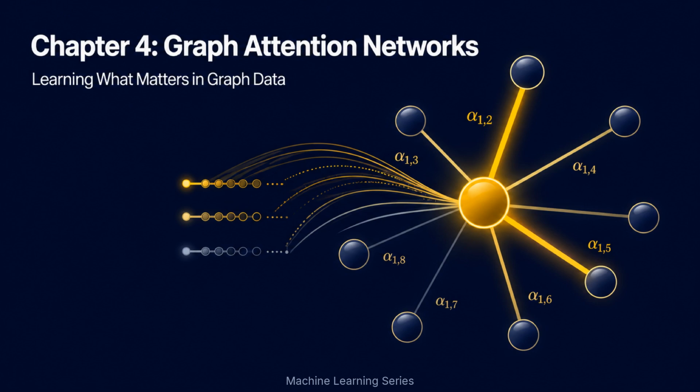Welcome to Chapter 4 of the Graph Neural Network series. Today we explore graph attention networks, or GAT, which bring the powerful attention mechanism from transformers to graph-structured data. Instead of treating all neighbors equally, GAT learns to focus on the most relevant connections. This is inspired by how humans naturally pay more attention to important relationships than trivial ones. By the end of this chapter, you'll understand how attention works on graphs and be able to implement GAT models.